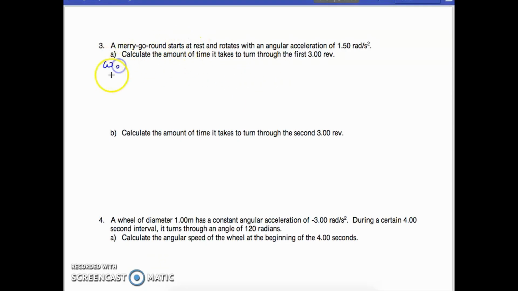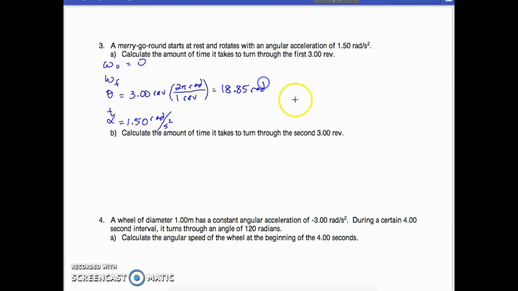We have a merry-go-round here, and it's going to accelerate with constant acceleration, so we can use kinematics again. Constant acceleration, so 1.50 radians per second squared. And it starts at rest. And we're going to look for the amount of time that it turns through those first 3 revolutions. Now, because we have radians and revolutions, we will need to convert from revolutions to 2 pi radians, which gets us 18.85 radians.